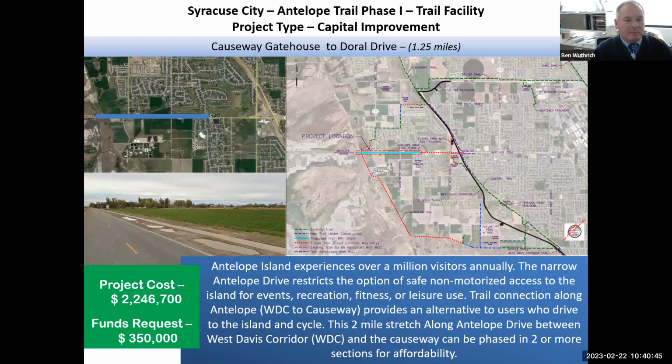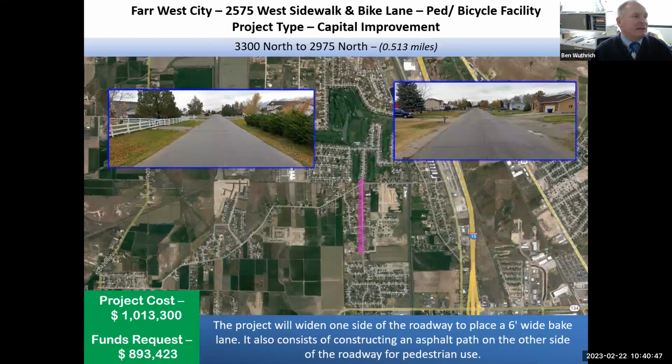The next project is a project in Far West. This is a Safe Routes to School project, a ped bike on 2575 West. It's to construct sidewalk and bike lane between 3300 North and 2975 North, a little more than a half mile in length. Project estimated cost is a little more than $1 million, and the funds being requested is $893,000 plus.